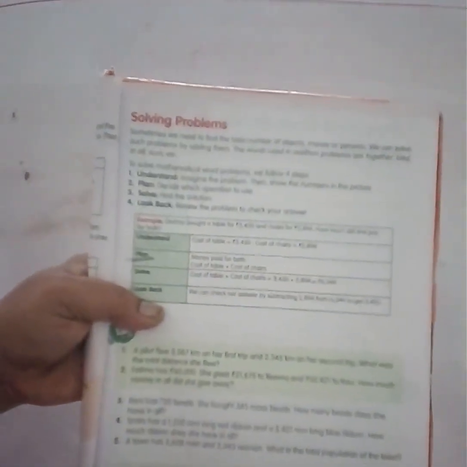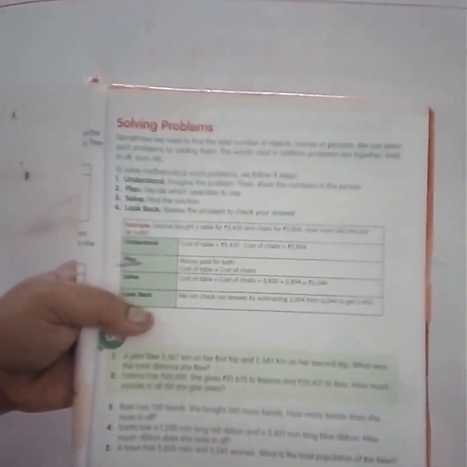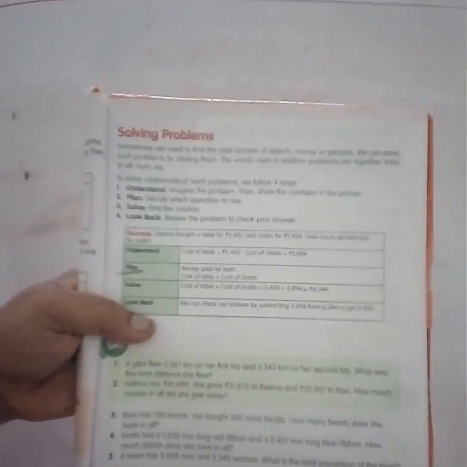A pilot flew 3,567 kilometers on her first trip and 2,345 kilometers on her second trip. What was the total distance she flew? We have to find the total distance, and to find it we have to add these two. Then we get the total distance.